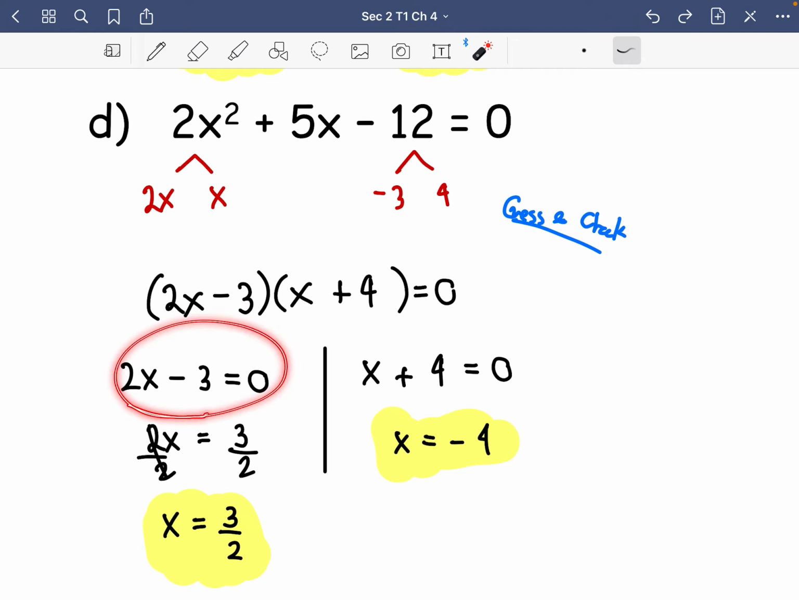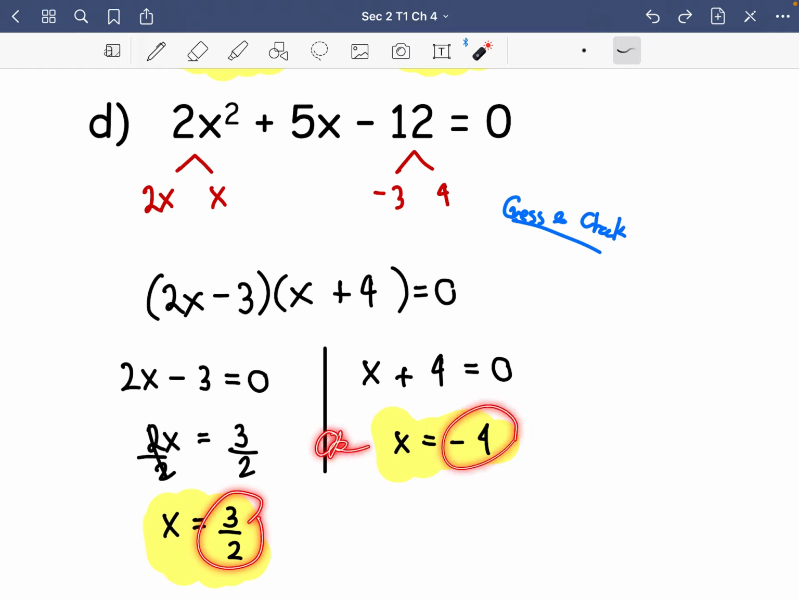Solving for x, transpose 3, so it becomes 3, and then divide by 2. So your answer is 3 over 2. And then for this, basically x is equal to negative 4. So therefore, your answers are 3 over 2 or negative 4.